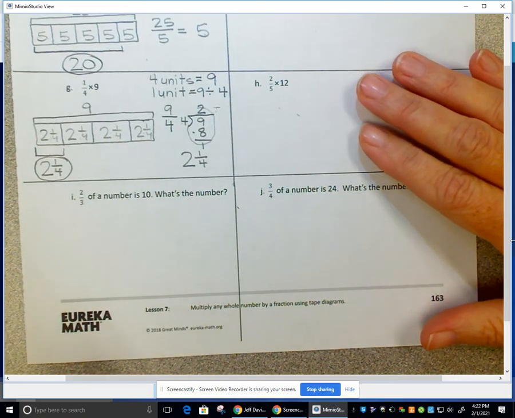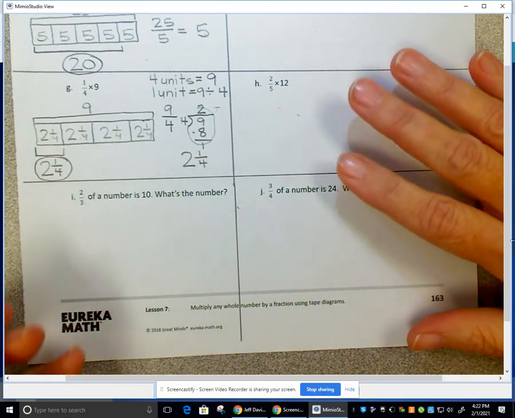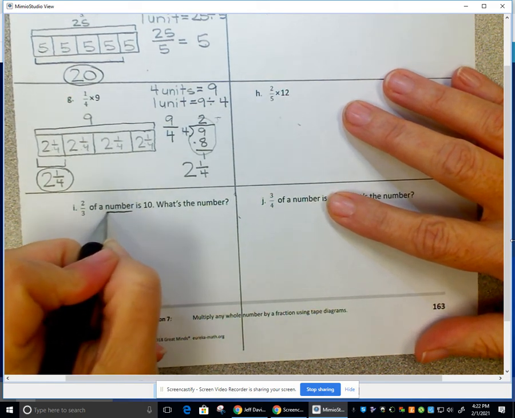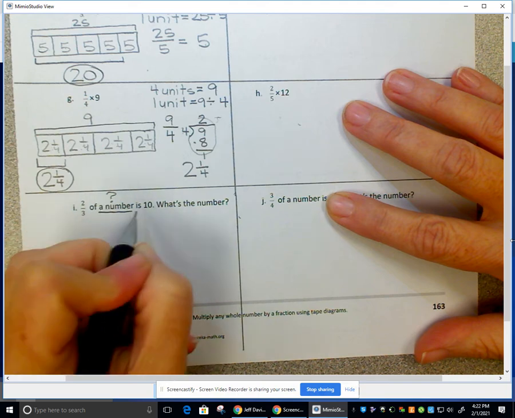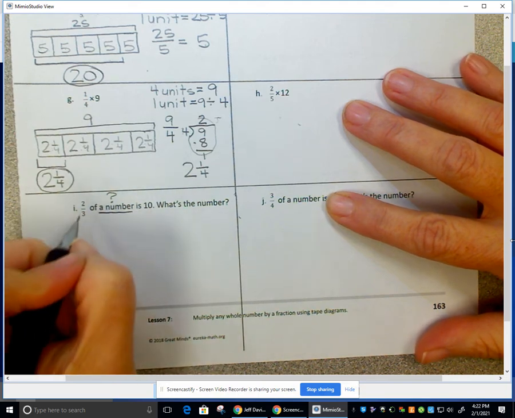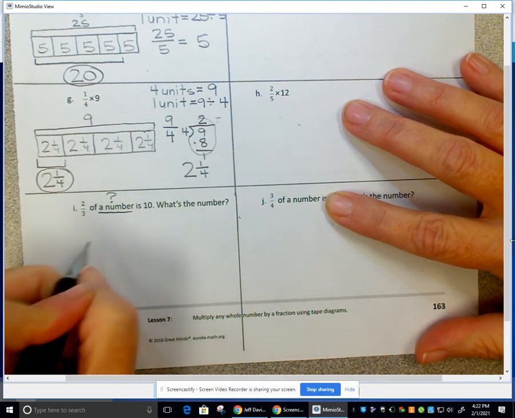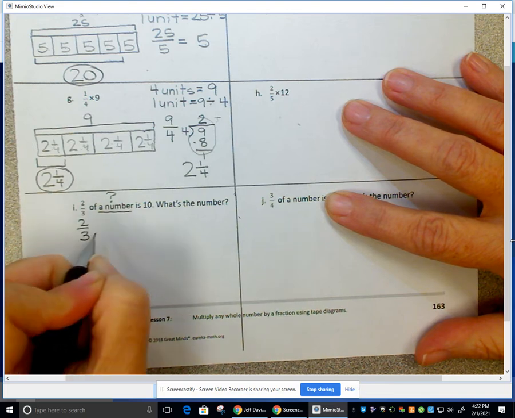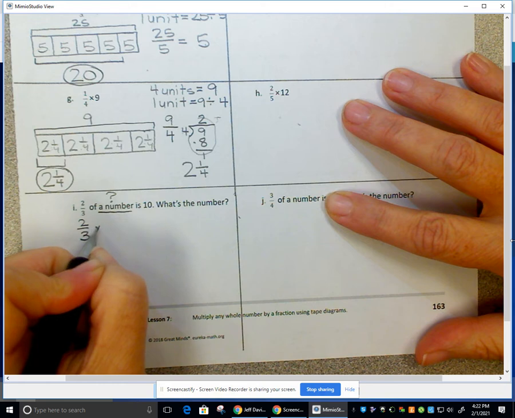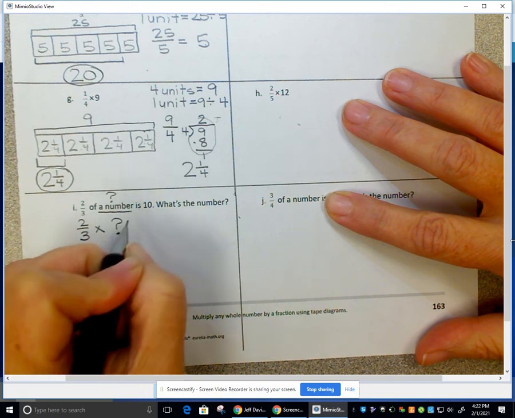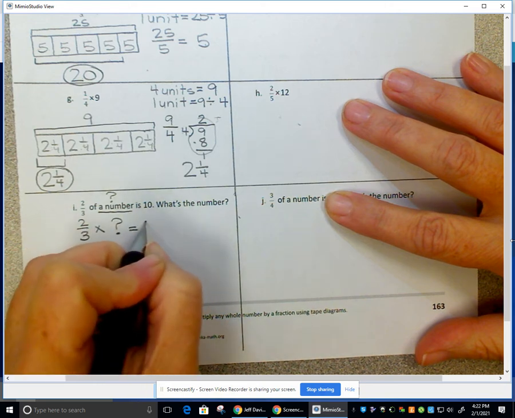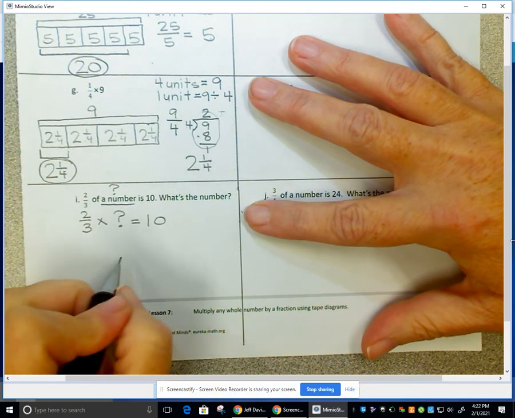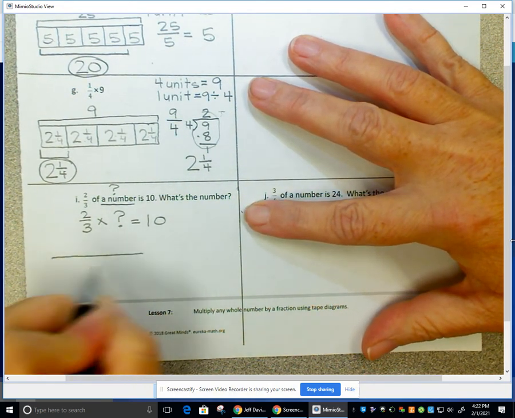All right, let's look at I. They threw something a little different on us. They said 2/3 of a number, we don't know what that is, is 10. There's a mystery here. So let's look. 2/3 times something, that means equals 10. All right, let's draw our tape diagram.